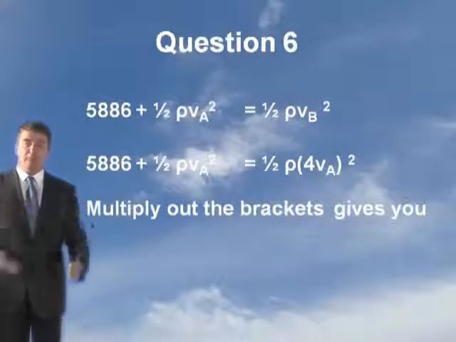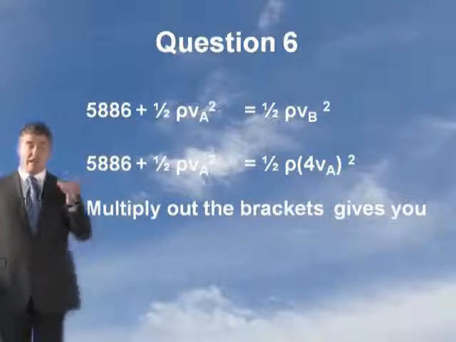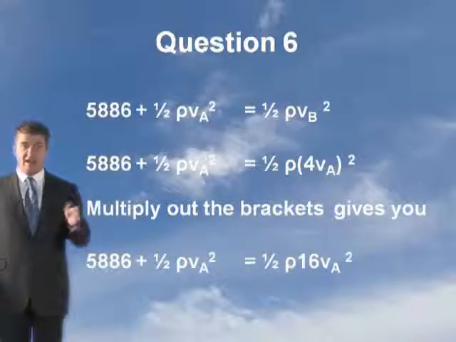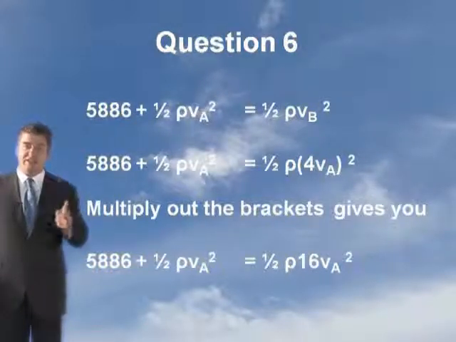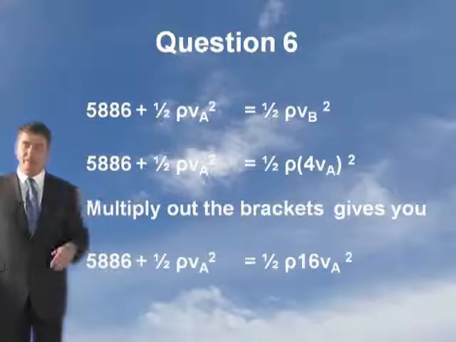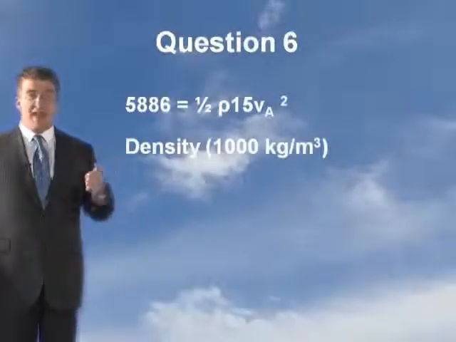So you've got to multiply out the brackets now, and that gives you this. 5886 plus half rho VA squared equals half rho 16 VA squared. Do you understand? You've had to multiply out the brackets. So now we've got half rho VA squared on one side and 16 of these on the other side. What do you do to get rid of them on one side? Well, you take away half rho VA squared from both sides. Both sides. Transposing gives you this.